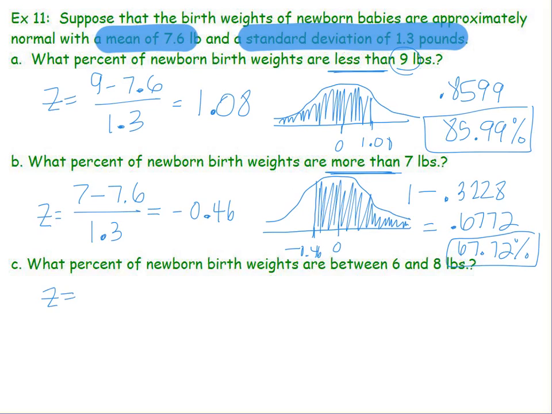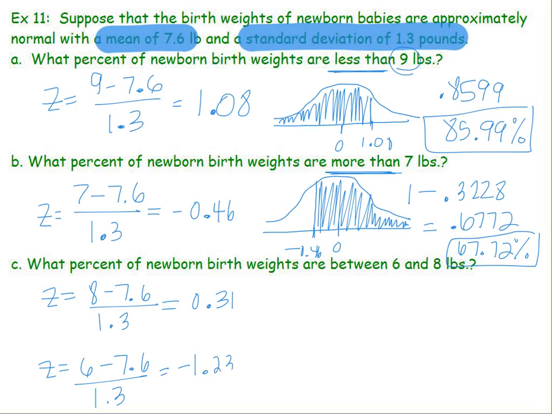So let's start with the higher value of 8. 8 minus 7.6 divided by 1.3. Put that in the calculator. Round appropriately, I get 0.31. Now let's do the lower one. 6 minus 7.6 divided by 1.3. Again, put it in the calculator. Round appropriately, and I get negative 1.23.